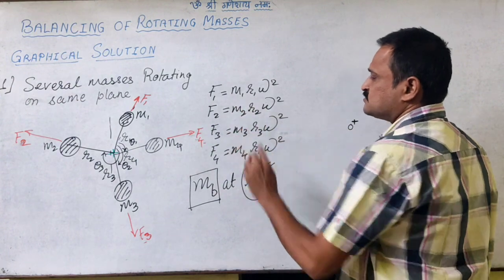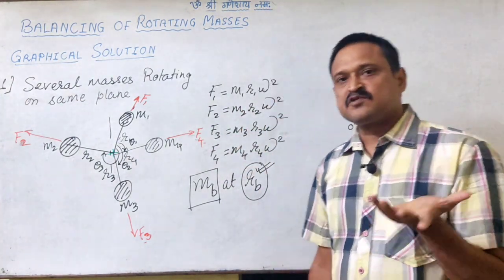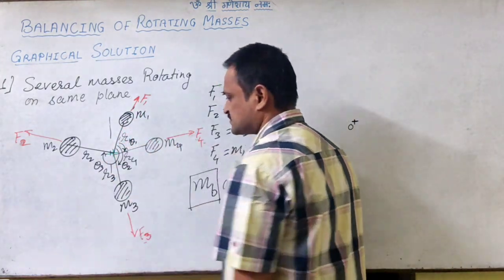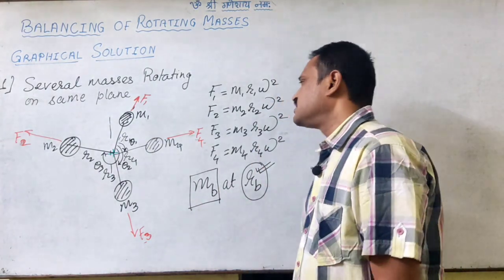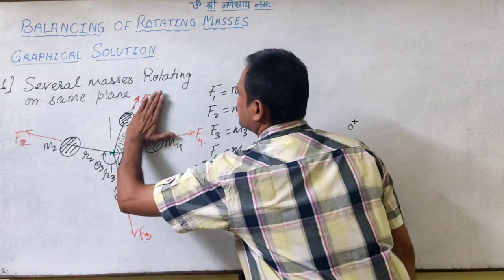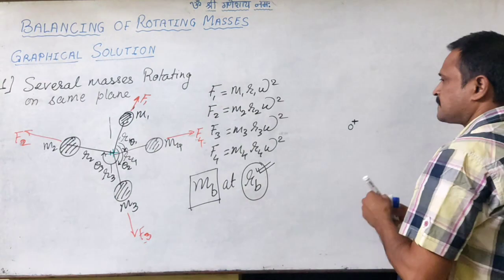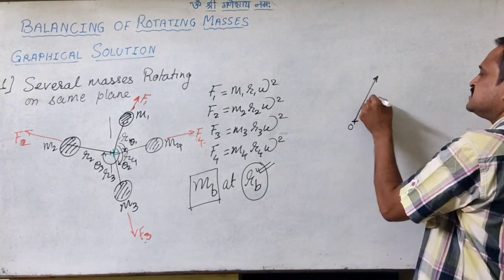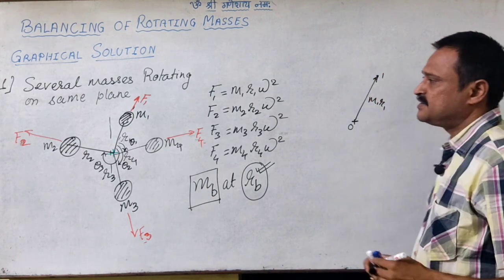So I can now find out these values. By considering a suitable scale, I can draw these vectors, and all these forces will be on the same plane. So there is not much difficulty in drawing these vectors. I can draw a vector parallel to F1. So let us say this is F1, which is M1 R1. I call this point 1.